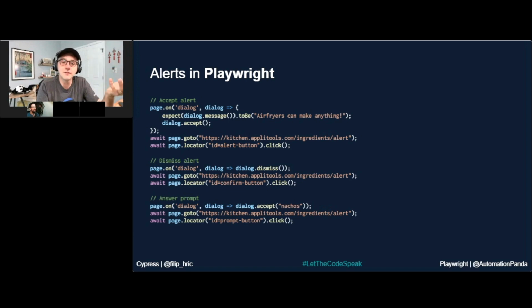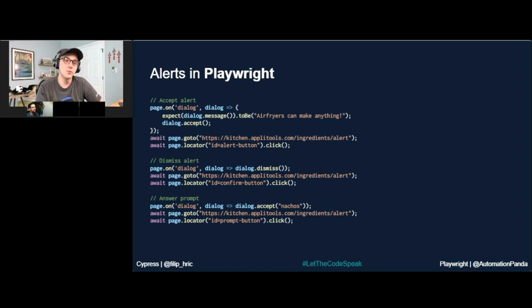Now, to dismiss an alert, it's the same kind of thing. So the navigation and interaction is the same, but now the policy that we're setting, page on dialog, we're just saying dialog dismiss. Just get rid of it. And then finally, to answer something, again, it's the exact same setup. On dialog accept, but it's that same accept method, but now we're actually passing in a message. We're going to say, what's your favorite food?